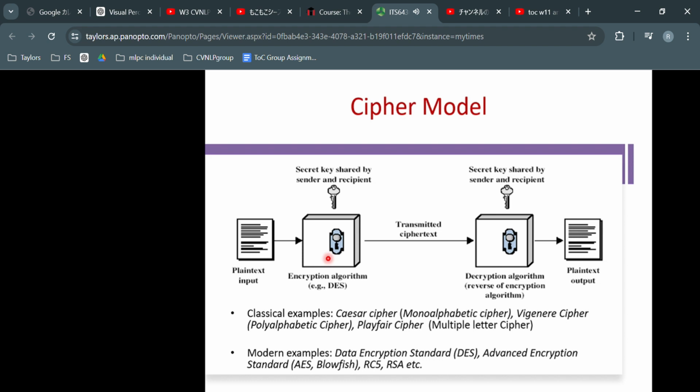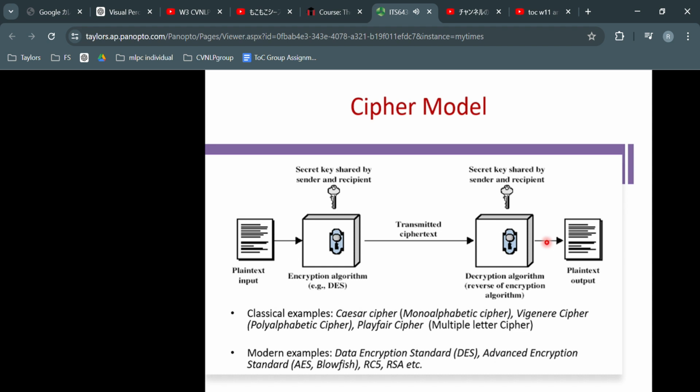Okay? So there is an algorithm called the encryption algorithm that encrypts the plain text to ciphertext, and this is parameterized by a key. Parameterized by a key means this encryption process is enabled by a key. Okay? And the ciphertext is sent to the receiving side, and at the receiving side, the decryption algorithm, with the help of the decryption key, deciphers, that is, converts the ciphertext to plain text.